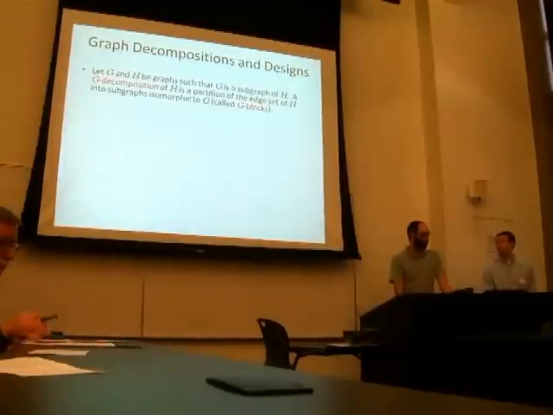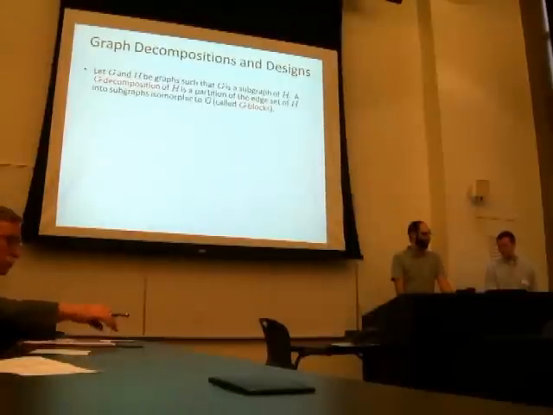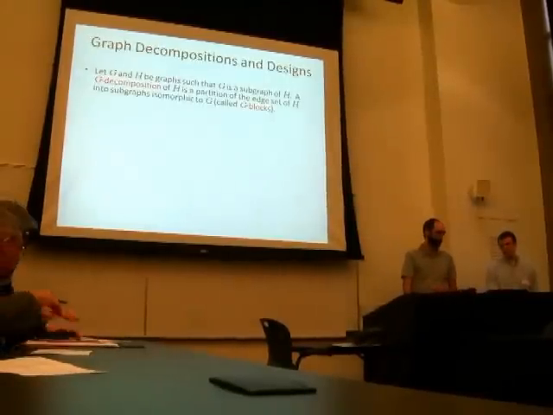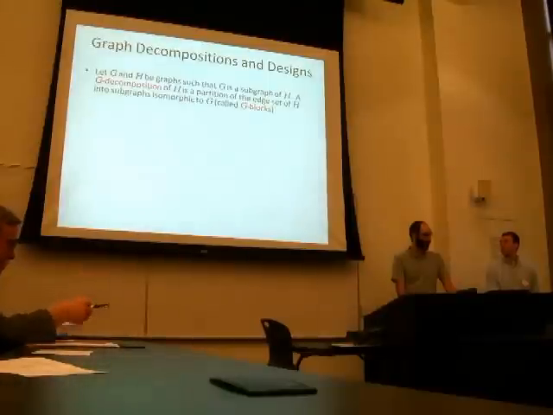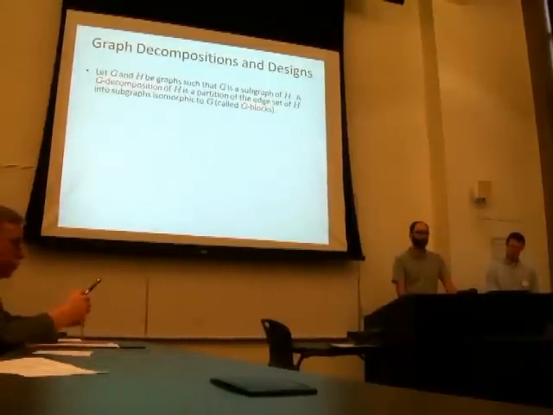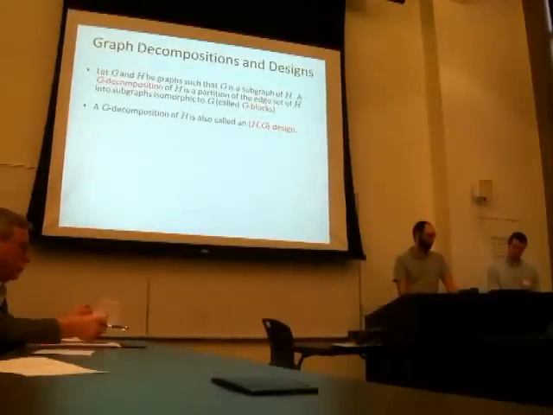Now, before we start, we need to get some definitions. So for graph decompositions and designs, if we let G and H be graphs, such that G is a subgraph of H, a G decomposition of H is a partition of the edge set of H into subgraphs isomorphic to G, called G blocks. We also call these H-G designs.